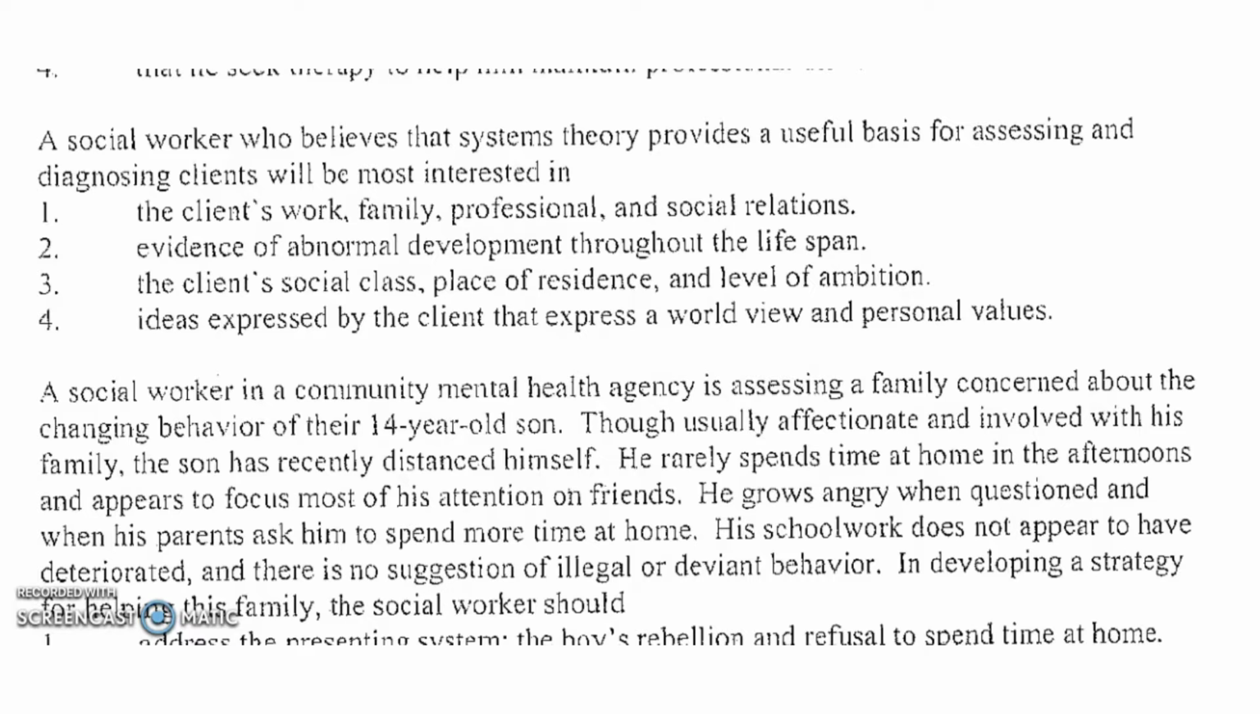Number 1 says the client's work, family, professional, and social relationship. Number 2 states evidence of abnormal development throughout the lifespan. Number 3 states the client's social class, place of residence, and level of ambition. Number 4 states ideas expressed by the client that express a worldview and personal values. All right, so let's start eliminating.